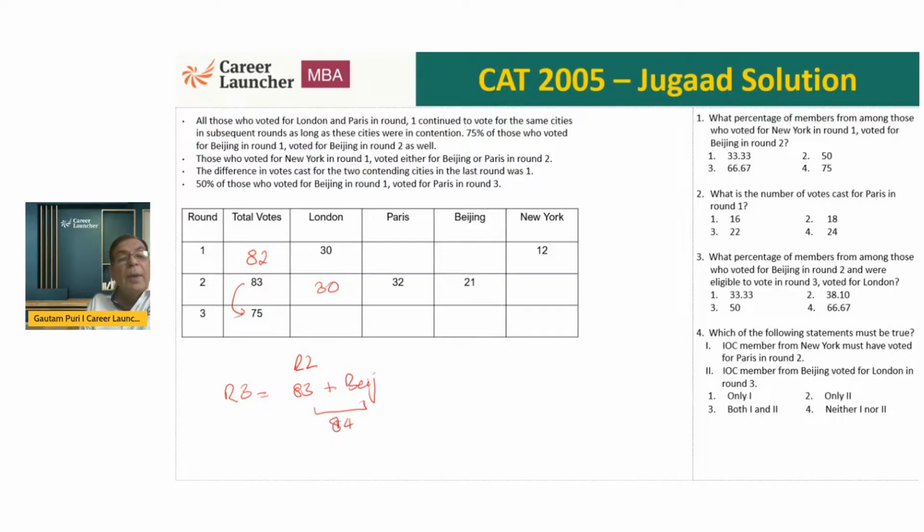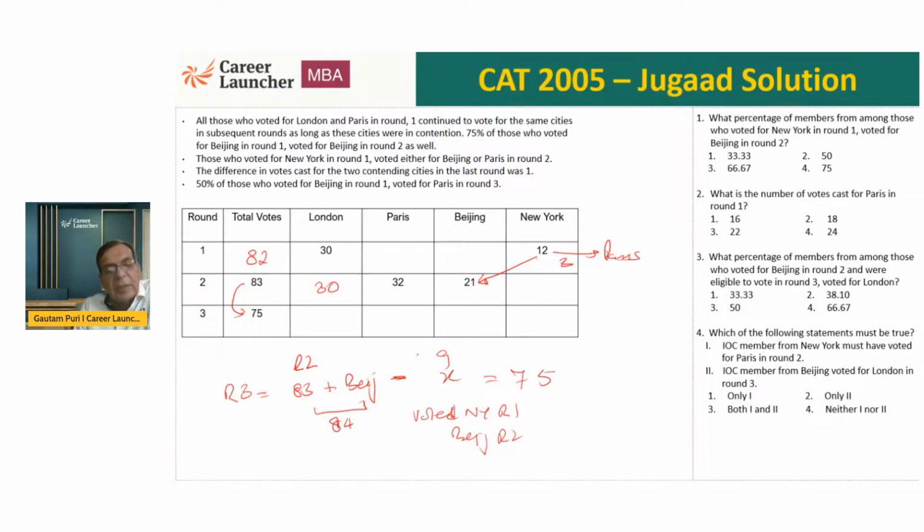Okay. But round 3 has got only 75 voters. That means we remove those voters who voted for New York in round 1 and Beijing in round 2. Let me say that is X. So if there are X voters who voted for New York in round 1 and Beijing in round 2, what will that be? It will be 84 minus 75, which is 9. What does that mean? Out of these 12 voters, 9 voted for Beijing and 3 voted for Paris.